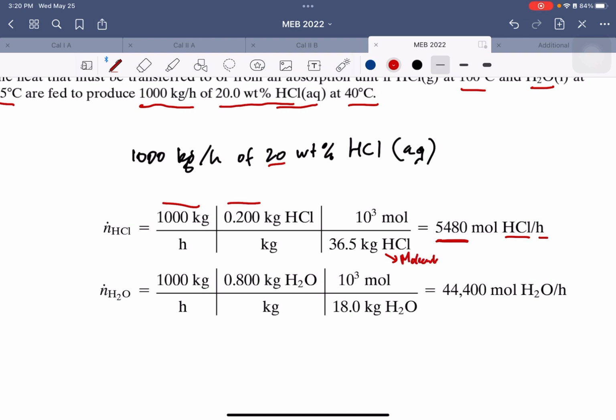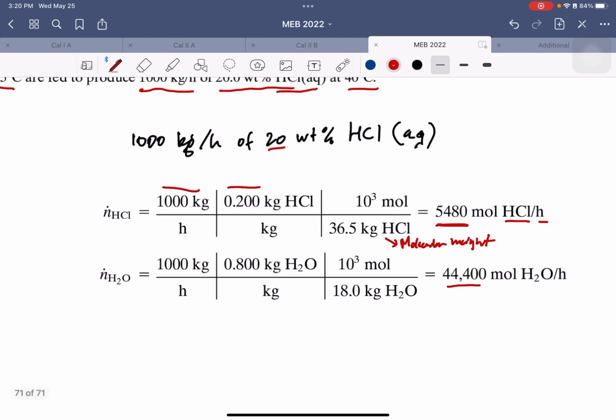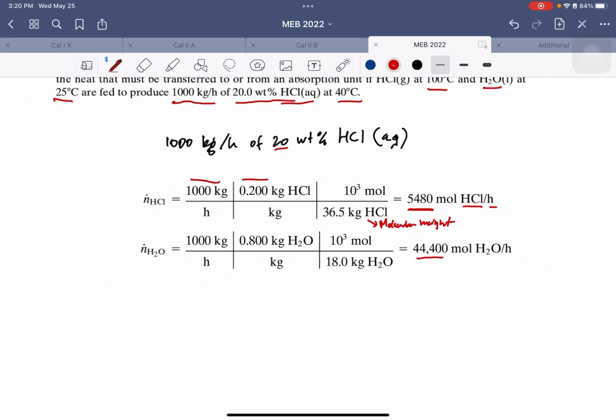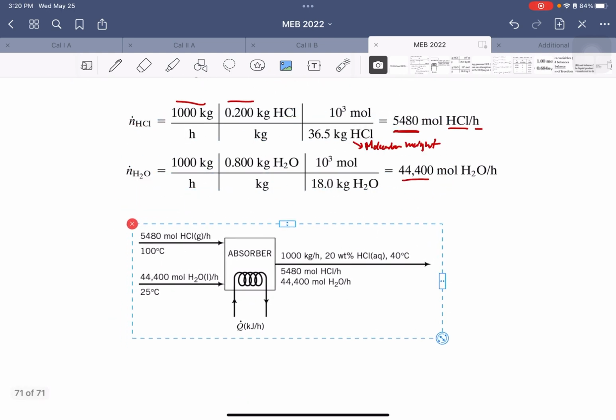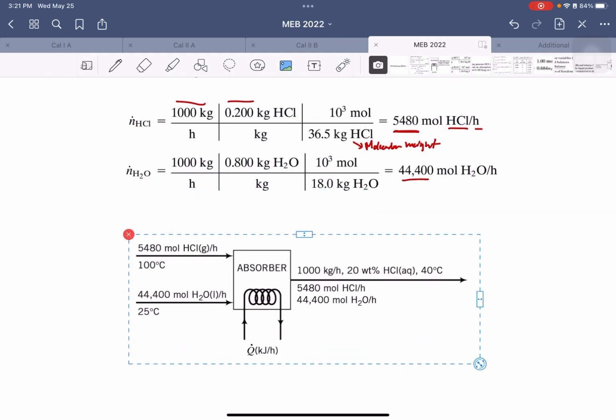And also for water. This will be the 72% of the solution, and we get about 44,400 moles per hour. I think this is quite correct, because of course the water is the solvent, right? The next thing is we are going to put all the moles into our diagram.